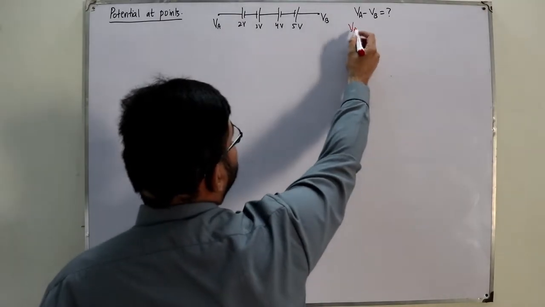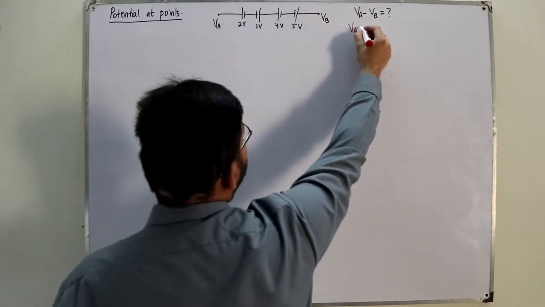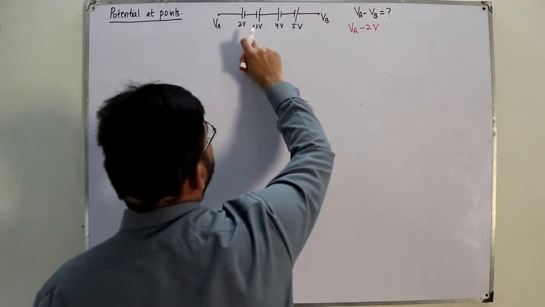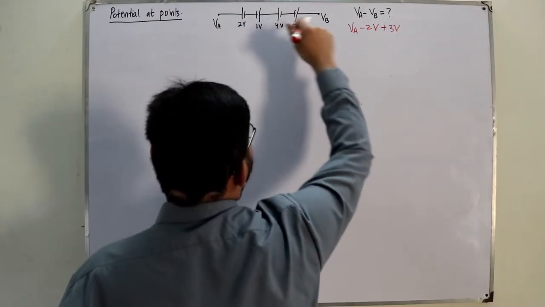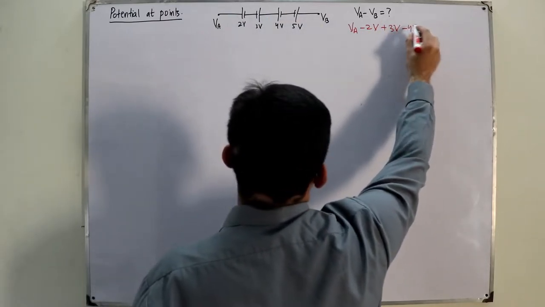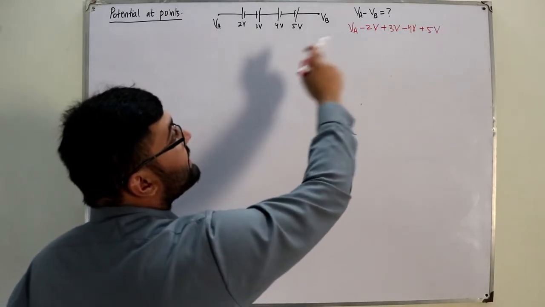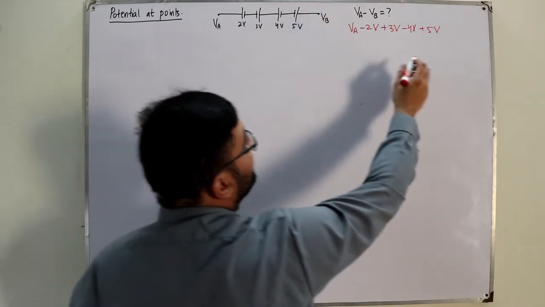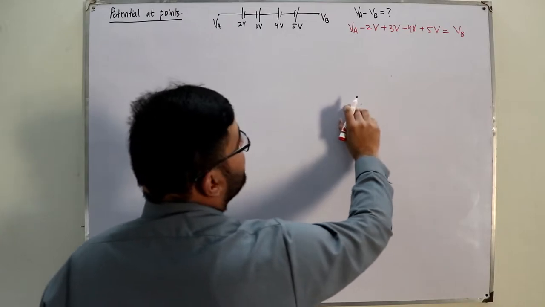VA, plus minus, let me name it a plus. Then you have a plus 2 minus, you have a voltage drop. So minus 2 volts, then plus 3 volts, then minus 4 volts, and then plus 5 volts. And now you put it equal to the final voltage. So this would be the expression.